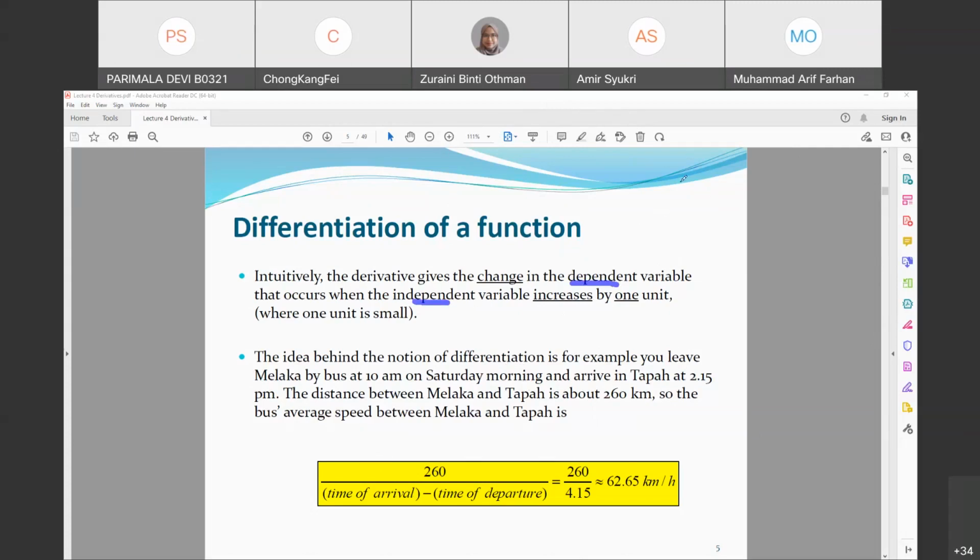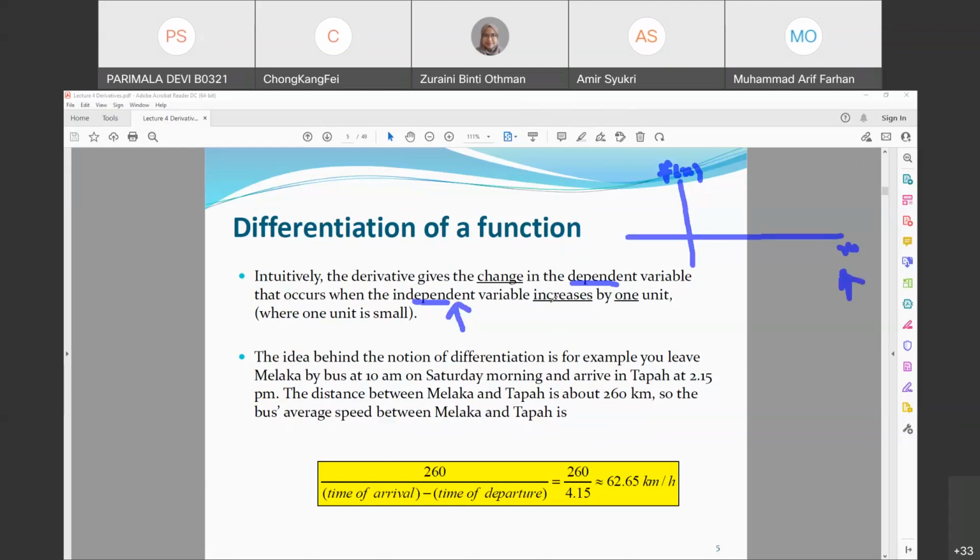Okay, independent variable and dependent variable. Kalau kita ada x dengan f(x), mana dependent, mana independent? Independent ialah dia tak bergantung kepada apa-apa nilai. Dia free. Which one is dependent? Which one is independent? x is independent.